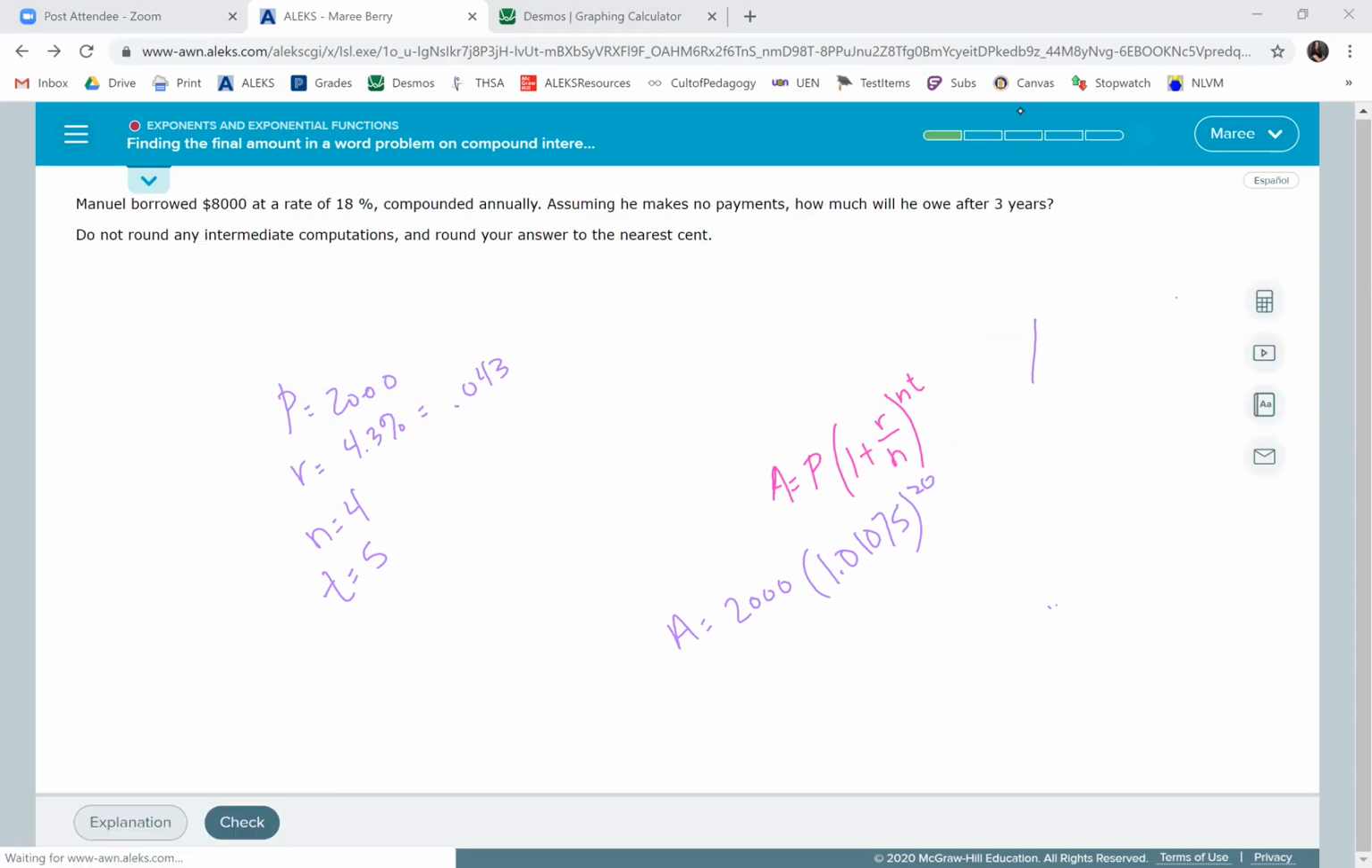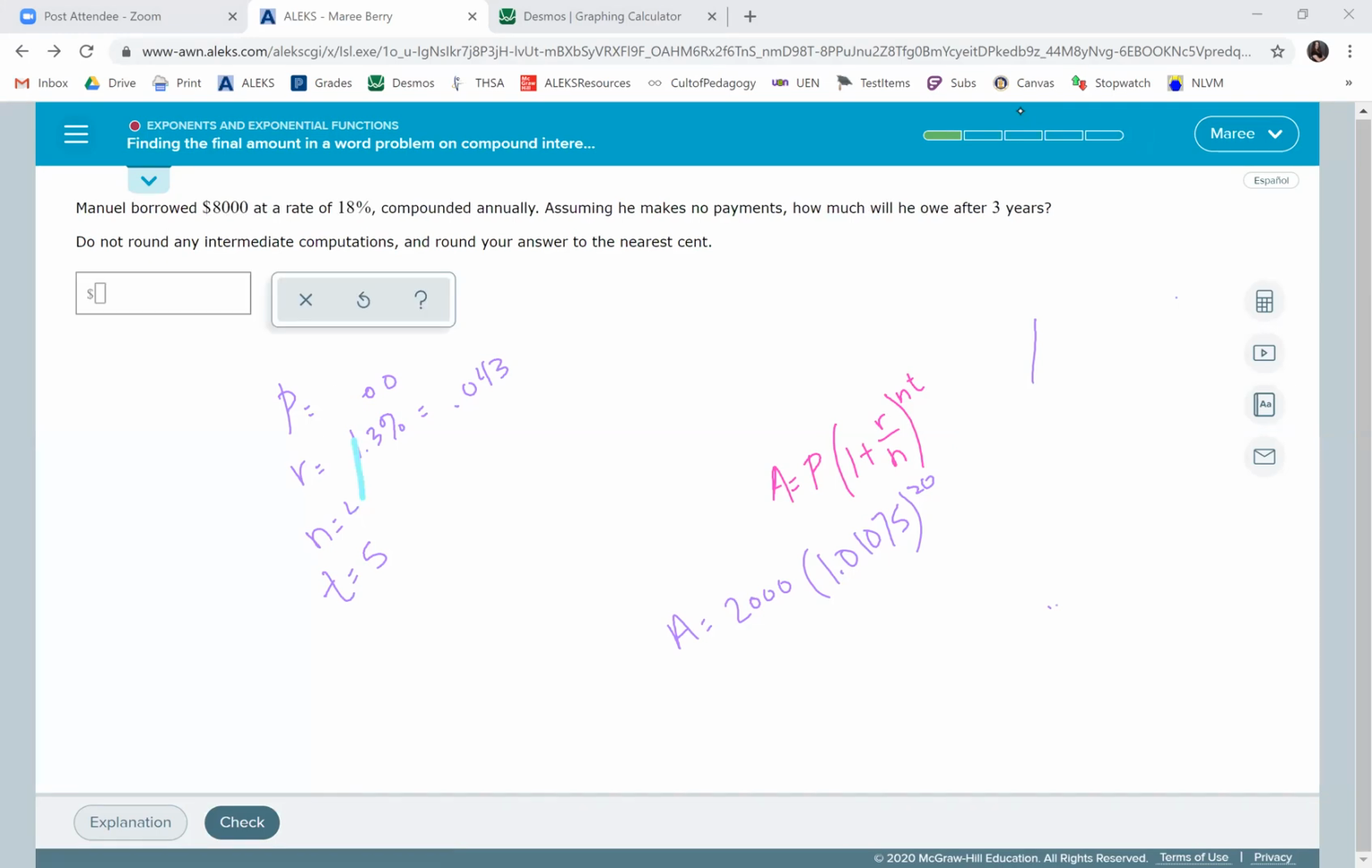Okay, so let's just keep this and erase that. Okay, so we have $8,000 is the principal, 18%, and as a decimal 0.18, compounded annually, so that means just once a year.